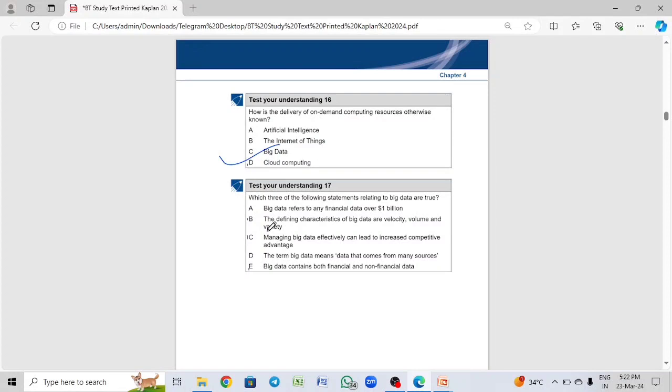Now the term big data means data that comes from many sources. Not basically, because big data is not something that comes from many sources, but it is the volume that defines big data. And big data consists of financial or non-financial information, which is true. So it is B, C, and E.